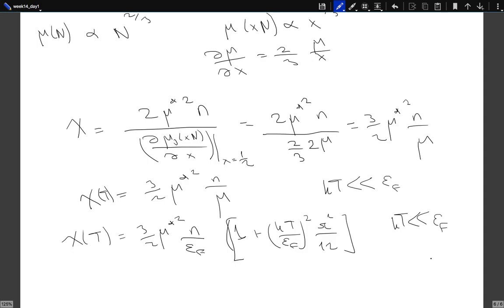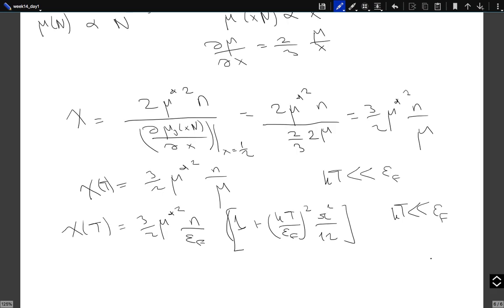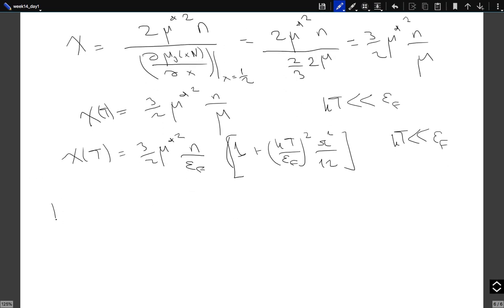Let's look at the large temperature limit. We should recover the classical result at the large temperature limit. Can we have a break? Okay.